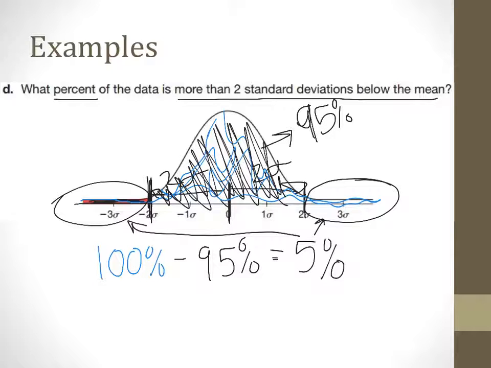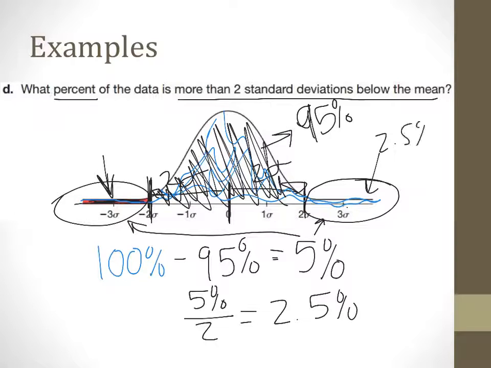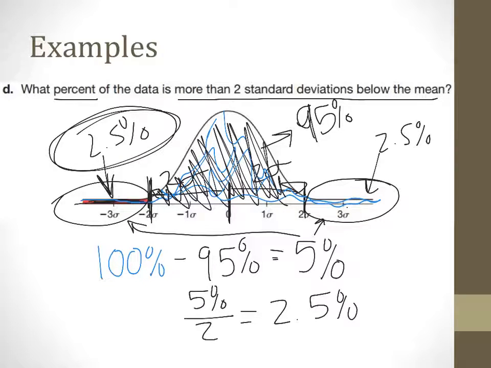And if you're starting to notice a common theme, a lot of times they only give us half of what we end up finding. So for example, this end here and this end here add up to 5%. So that means I would need to take 5% divided by 2. So that means 2.5% would be located in each tail. And ultimately that is the question they are asking. So your answer would be 2.5%.